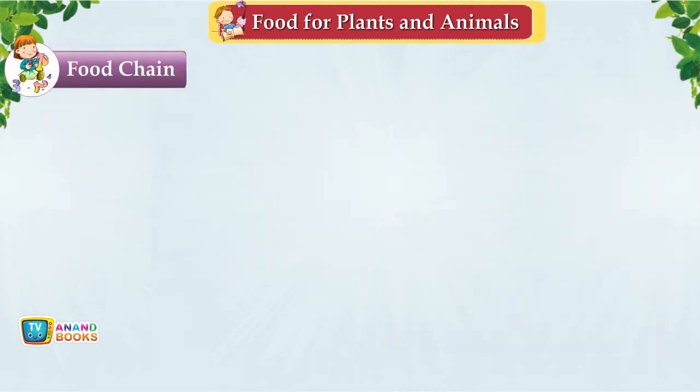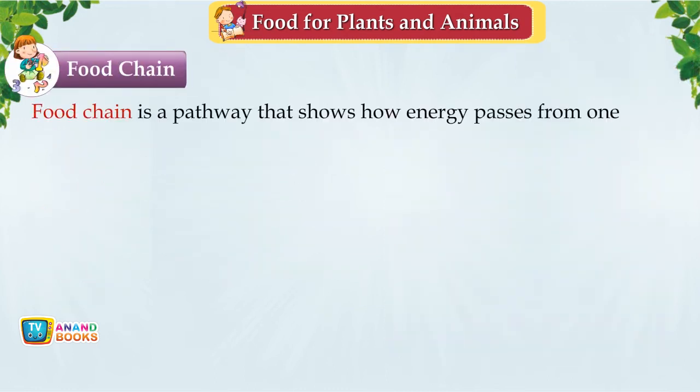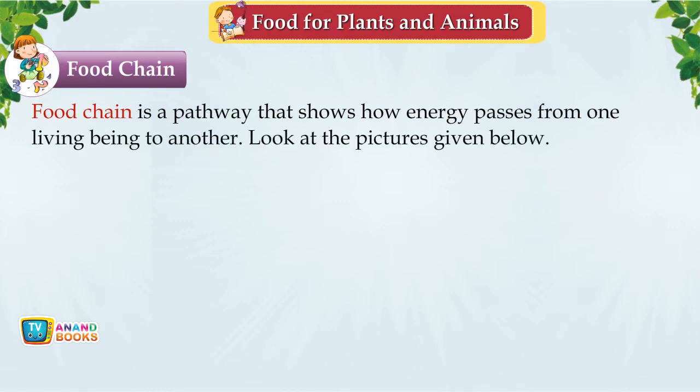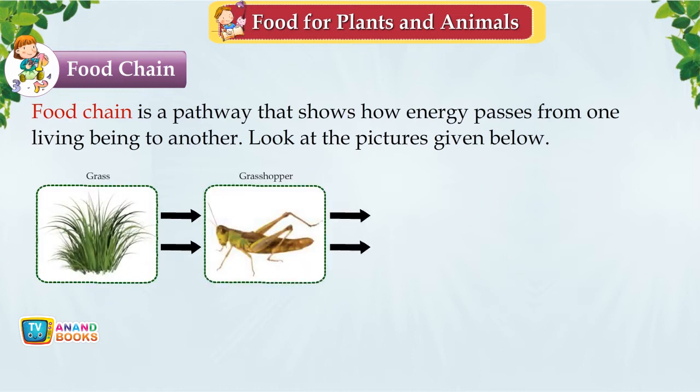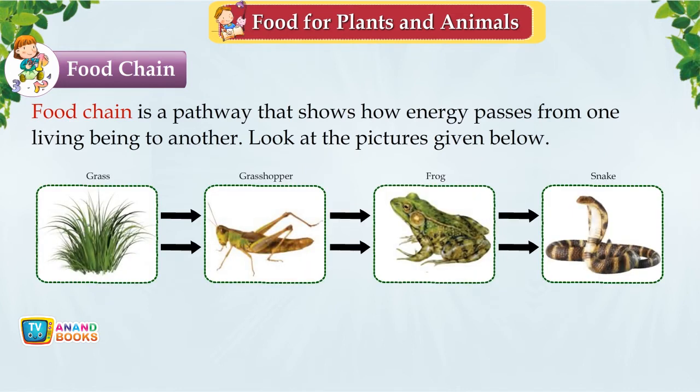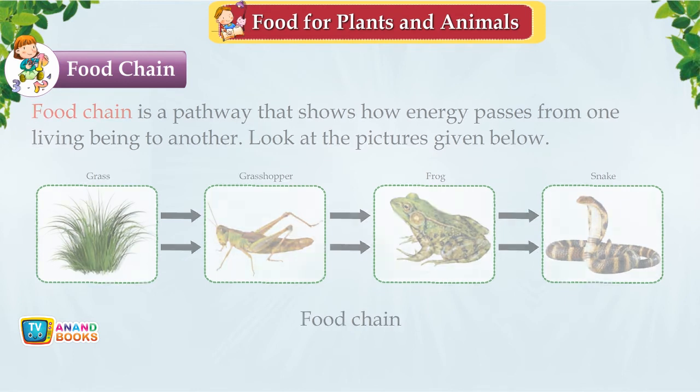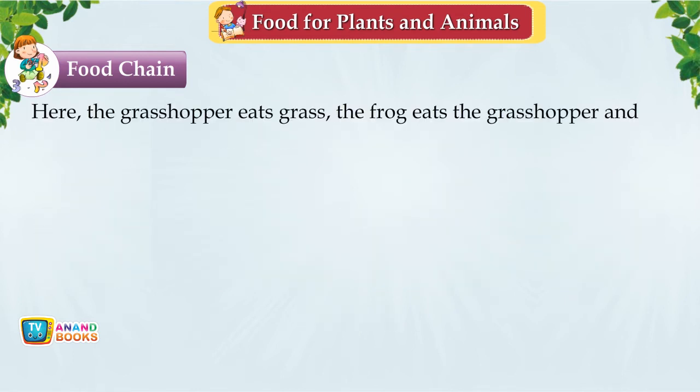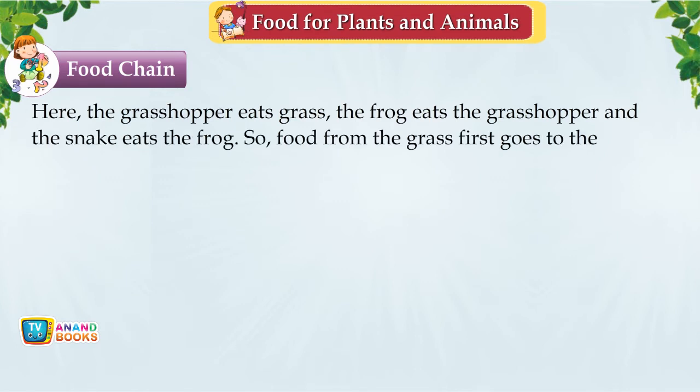Food chain. Food chain is a pathway that shows how energy passes from one living being to another. Look at the picture given below. Grass, grasshopper, frog, snake. This is the food chain. Here the grasshopper eats grass, the frog eats the grasshopper, and the snake eats the frog.